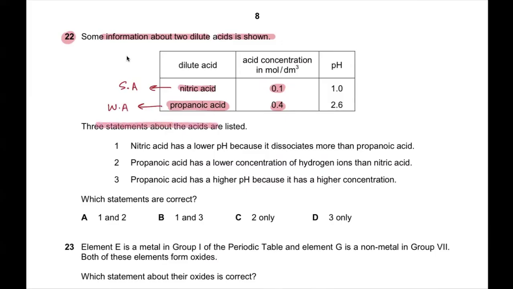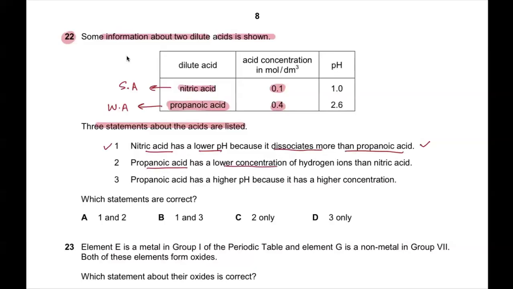So three statements about acids are listed. Nitric acid has a lower pH because it dissociates more than the propanoic acid. Yes, that's why, because when it dissociates more, it produces more hydrogen ions. And if you recall, the relation between the pH and the concentration of hydrogen ions is inverse. The greater the concentration of hydrogen ions, the lower the pH of the solution. So yeah, the first statement is correct.